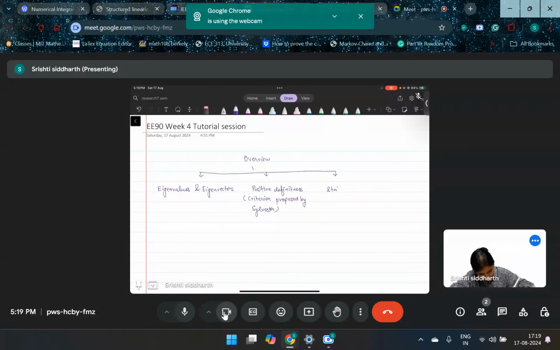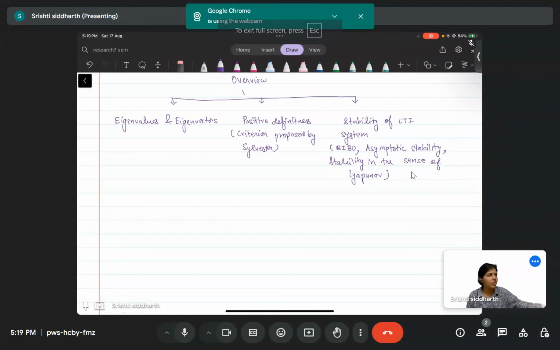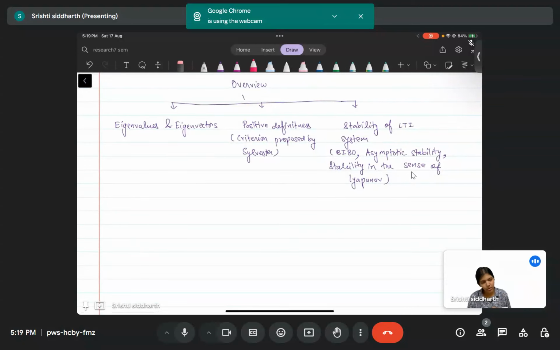Next one was stability of LTI systems. So in this we had input stability, asymptotic stability, and of course stability in the sense of reliability. So the first part is eigenvalues and eigenvectors of a matrix.